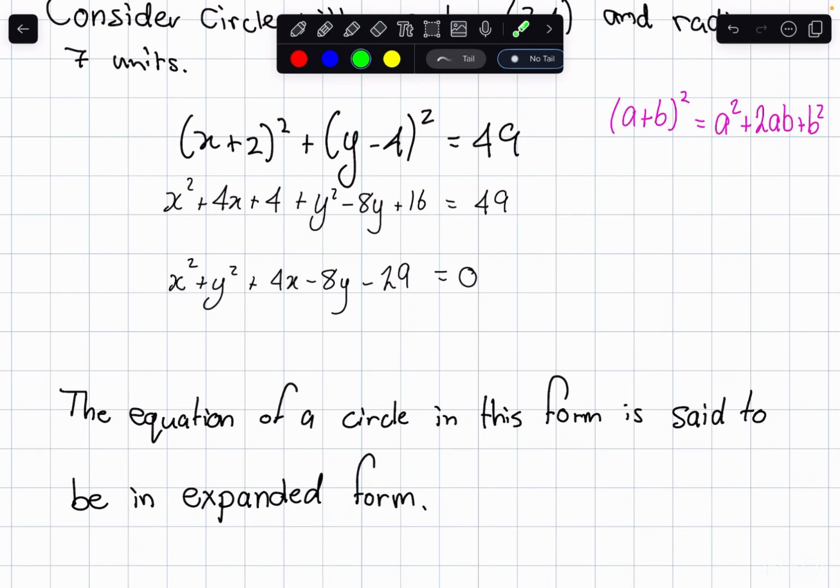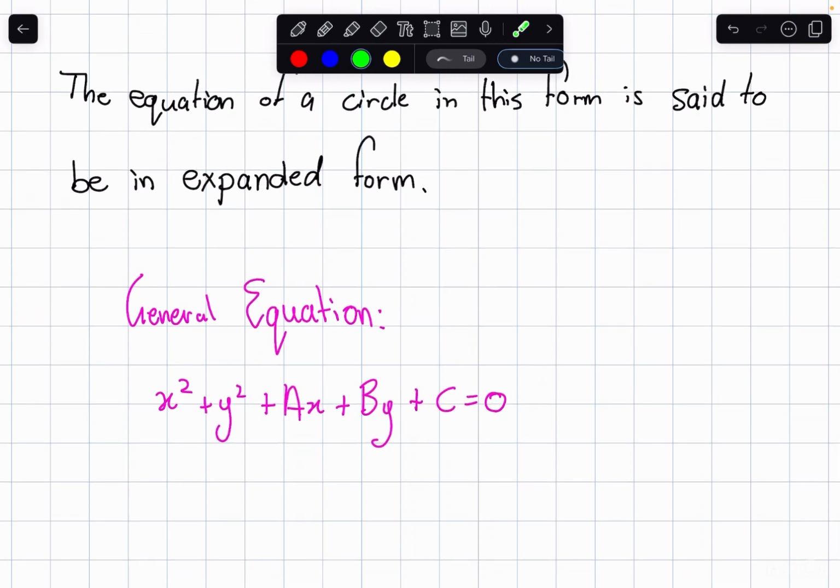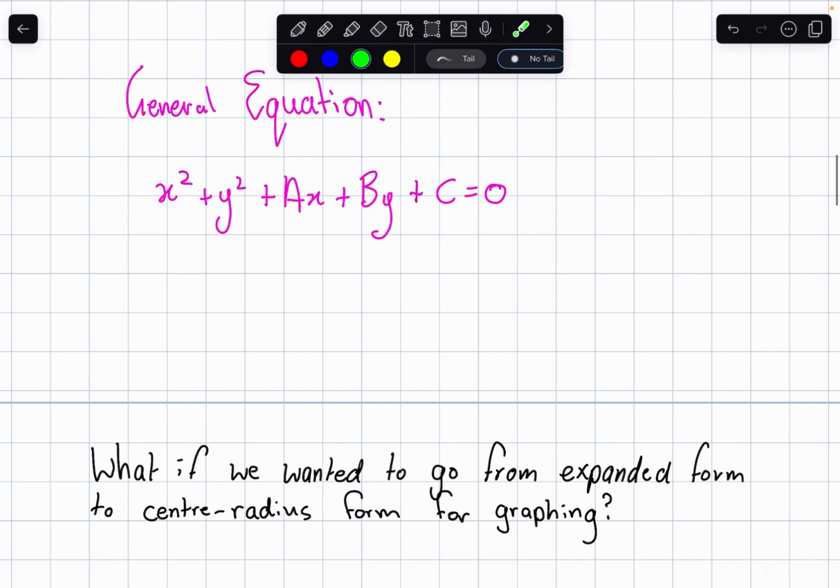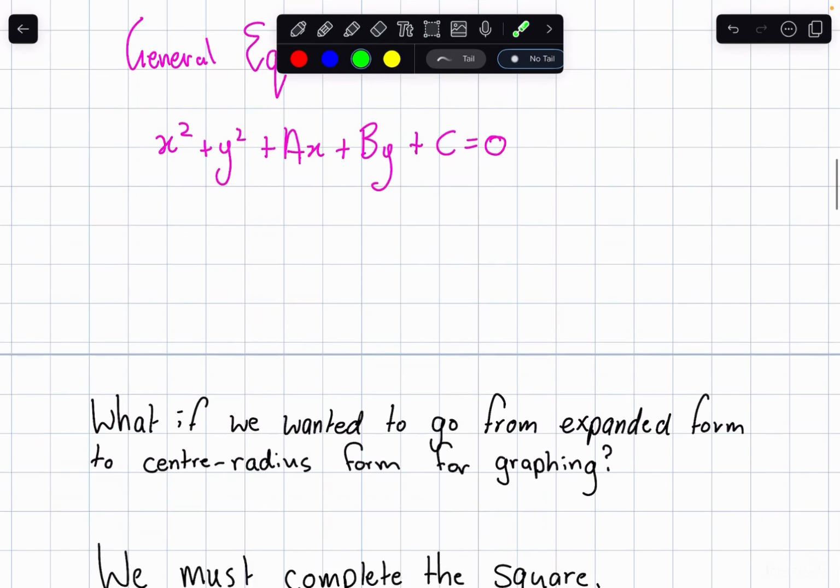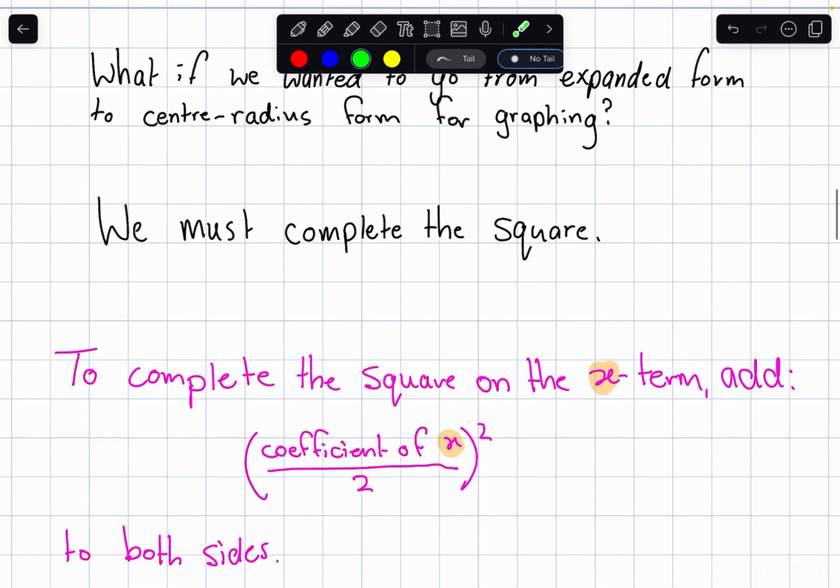So what we want to do is be able to use this as a general equation, be able to identify my circle. Now the trickiest part is going from expanded form back to center radius form, because that's the easiest way we can graph these circles. So what we want to do is something called completing the square. Now, if you have done quadratics before, you may have heard of this, but we're going to go through the process to streamline it to make it super simple for circles. So to complete the square on the x term, we have to add the coefficient of x divided by 2 all squared to both sides.